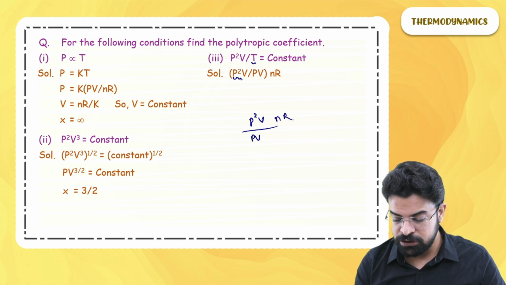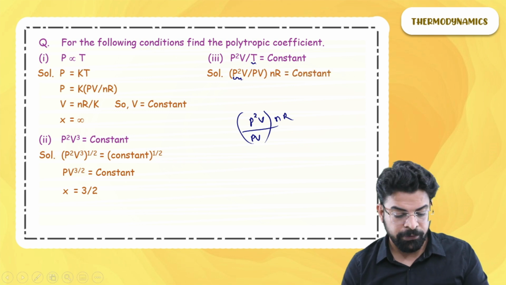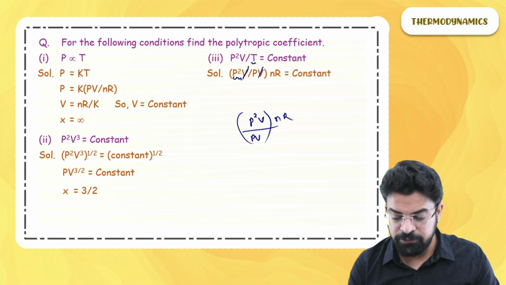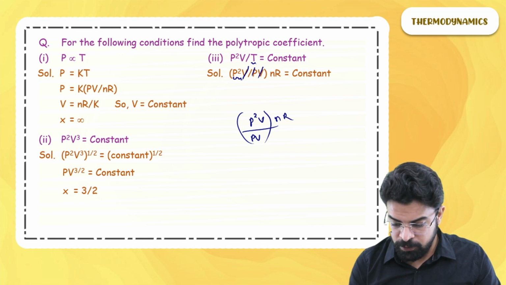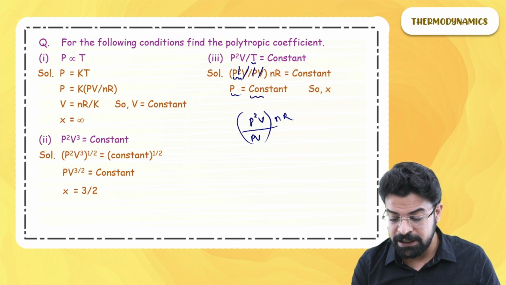So the nR goes up. So here you get P square V by PV into nR equals constant. Now one V and one V will get cancelled. One P and one P will get cancelled. So what you get is P into nR equals constant, which means that P is constant.